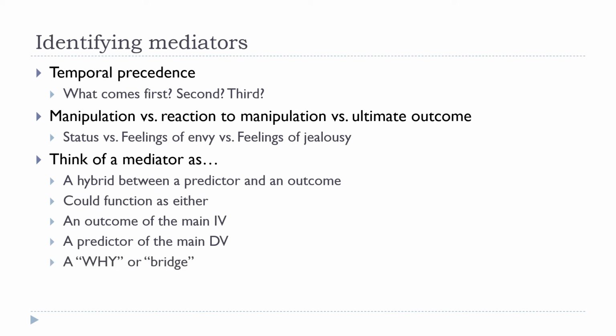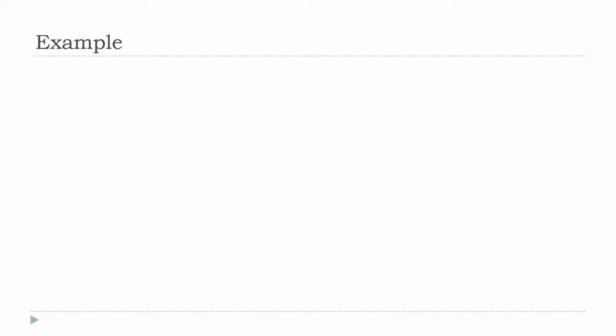Think of it as the why, or a bridge, to help explain the relationship between your independent and dependent variable. If you're measuring a lot of different things, you might take a look at one of those and go, is that helping to explain my relationship between my independent variable and the dependent variable I'm interested in for my ultimate outcome? If so, that could fulfill a great role as a potential mediator. So let's go ahead and take a look at an example that I've used before. So smoking, stress, and heart disease.